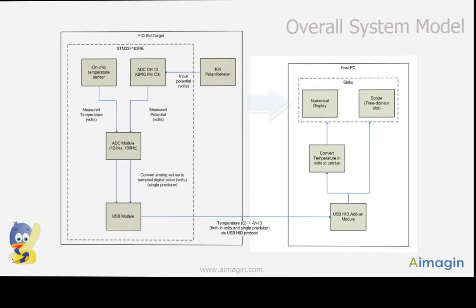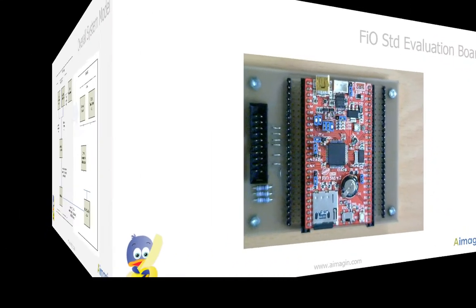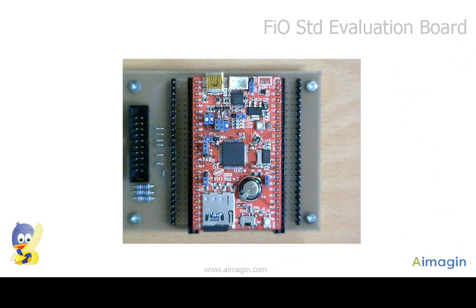Before we can begin creating a Simulink model, it is important that the FIO Standard Evaluation Board is configured as shown so that it can communicate with the host PC. Important points to note are as follows. 1. Jumper J5 must be set to USB, which is in the lower position. This allows us to use USB as a power source for the board.